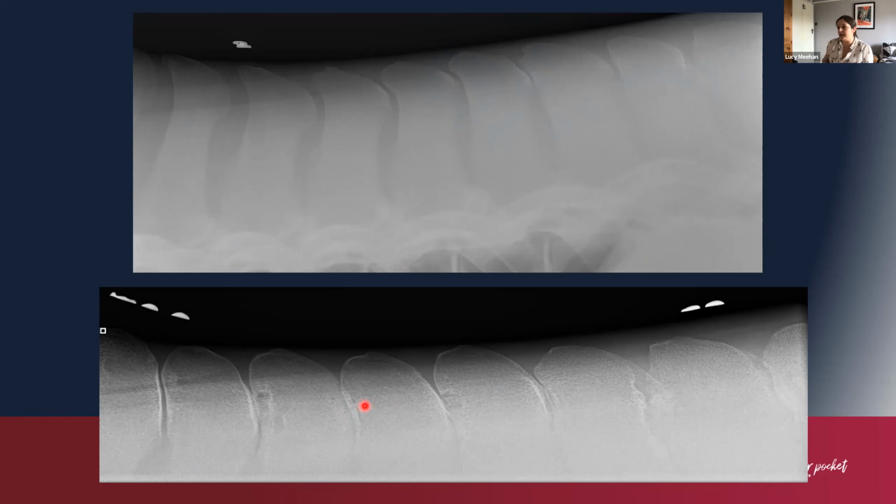We've got overriding here and here. We've got lucency within at least 3, if not 4 spinous processes, and moderate amounts of sclerosis. So I'd be fairly confident at saying this one was a significantly affected horse.